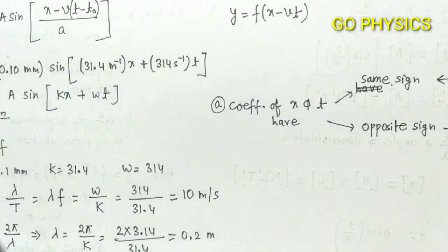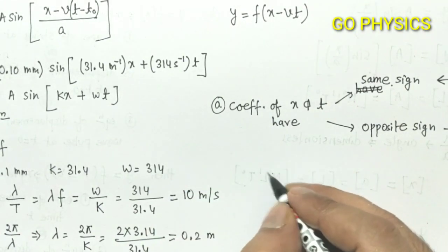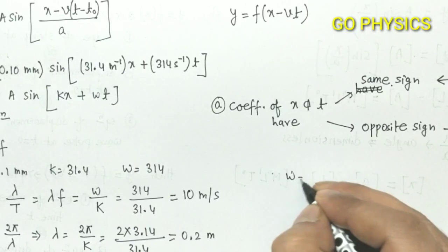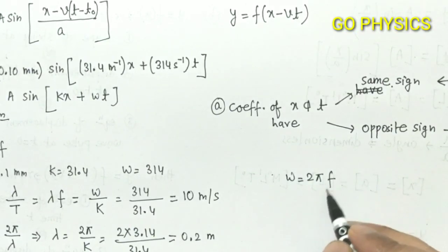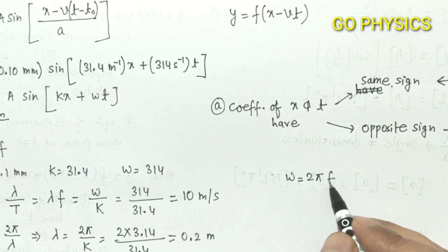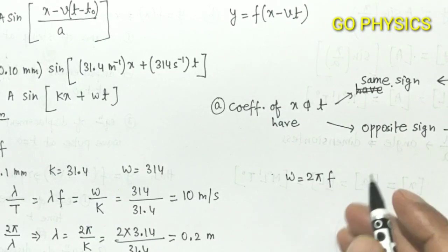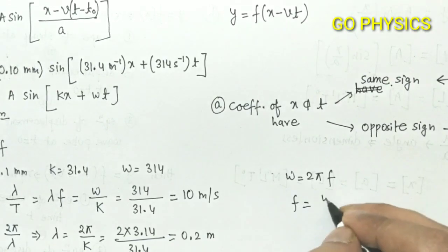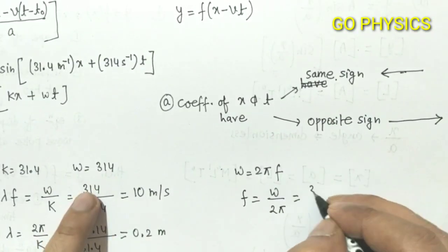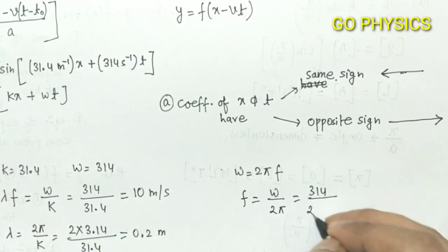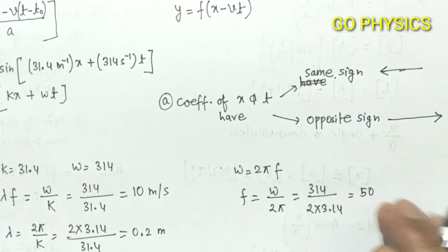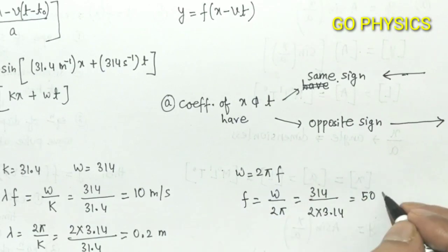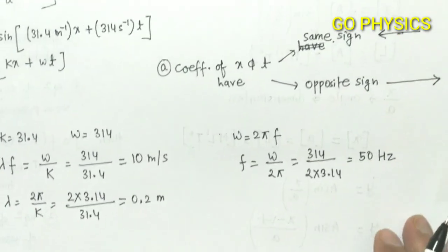They are asking for frequency. For finding frequency, we will take the help of omega. Omega equals 2 pi into frequency. Omega is called angular frequency and f is called linear frequency, or simply frequency. In the given sum, they are asking for linear frequency. So frequency equals omega by 2 pi, which is 314 by 2 into 3.14. If we simplify this, it comes out to 50, and the unit of linear frequency is hertz.